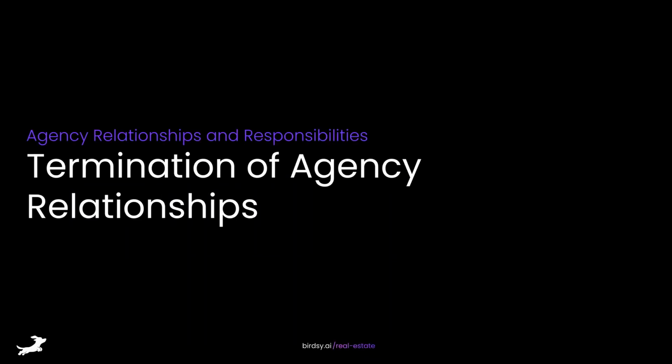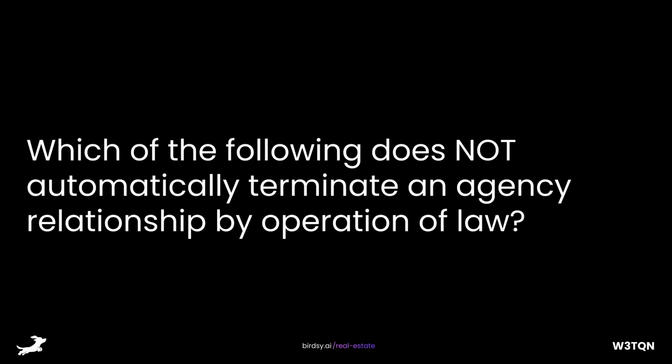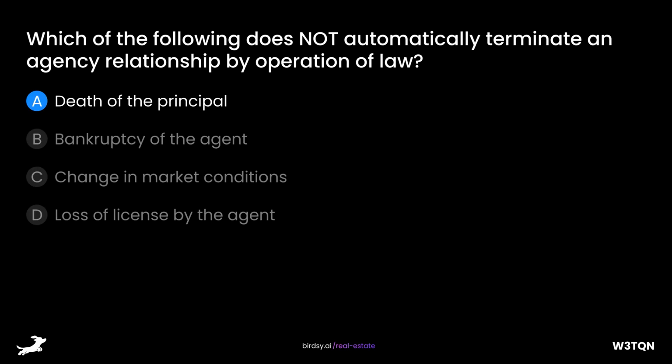Termination of agency relationships. Which of the following does not automatically terminate an agency relationship by operation of law? Is it A, death of the principal, B, bankruptcy of the agent, C, change in market conditions, or D, loss of license by the agent? The answer is C, change in market conditions.